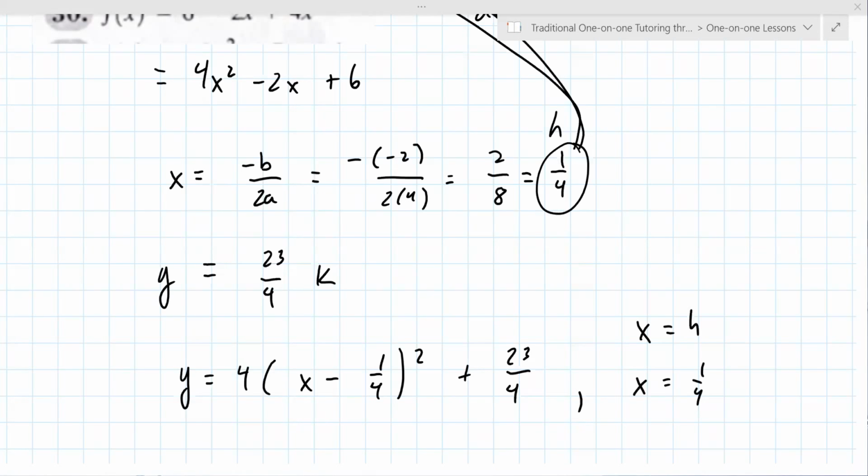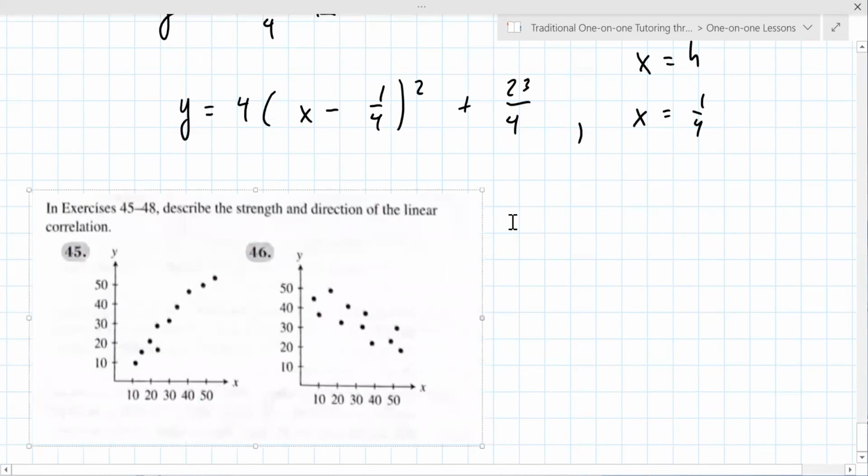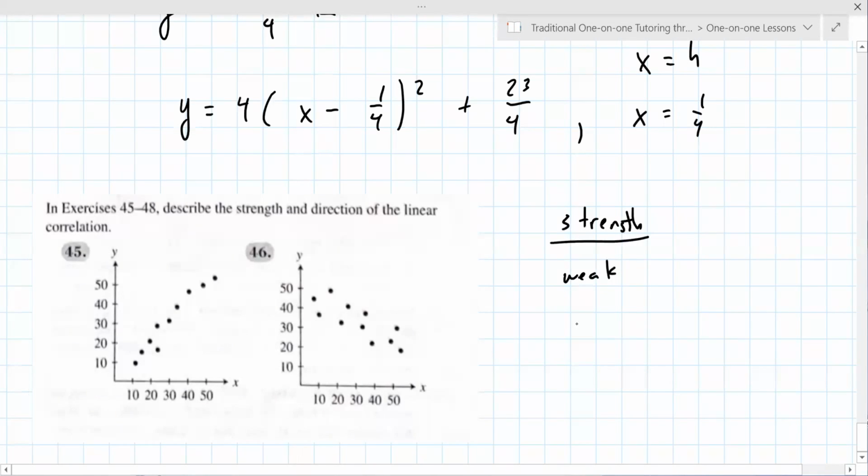Okay. 45 is our next. 45. Describe the strength and direction of this. So you're starting to see more of these questions on the SAT, ACT exam. They're asking more qualitative questions, like interpret questions. So strength generally has 3 possibilities: weak, moderate, and strong.